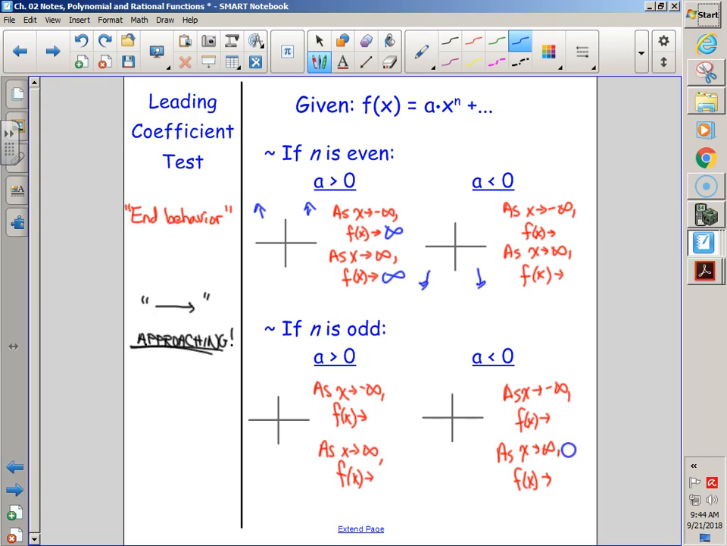But what's going down if a for an even is negative? Down to the right, down to the left. Where are the y's going, to the right or the left? Negative infinity. But an odd function, what does he look like? If a is positive, as x goes to negative infinity, which means to the left, what are the y's doing? They're going down. But to the right, they're going up. And what switches if a is negative? To the right, we're going down, and to the left, we're going up.